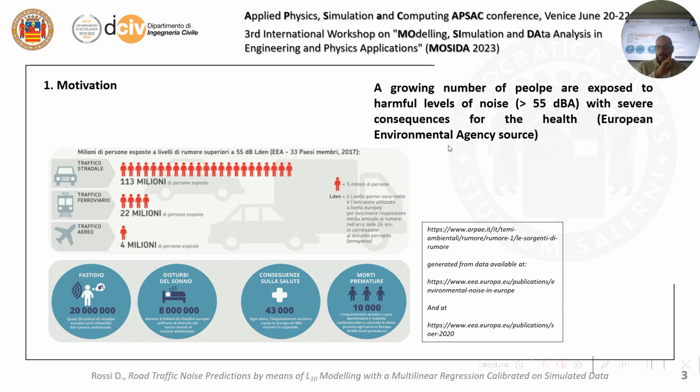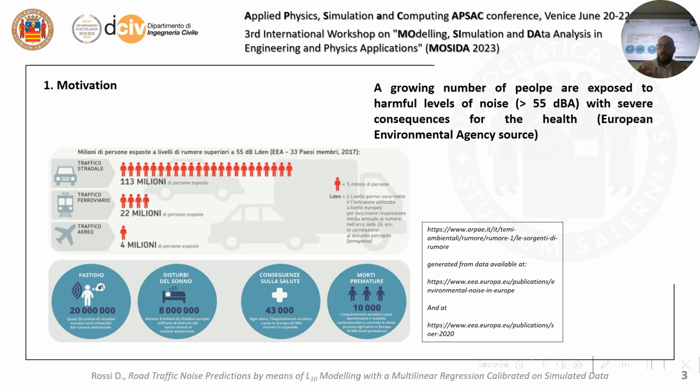Because as you can read here, through all of Europe, a growing number of people are constantly exposed to a harmful level of noise. We're speaking of more than 55 decibels of noise. As you can see from these infographics, it's in Italian because it's been made by an Italian agency, but it's been built with data from European Environmental Agency sources. A constant exposure to a high level of noise can bring several problems to the health of people, starting from annoyance all through the day, sleep disturbance, growing to more severe health problems, and also sudden death.